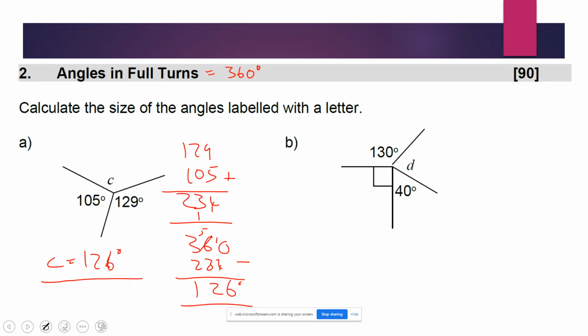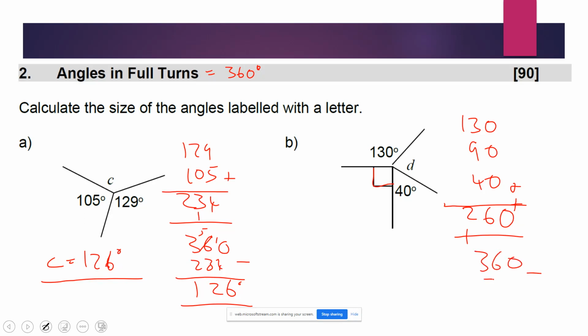This one, there's 3 angles that we know. Let's just add all those 3 together then. So we got 130, as we said in the last slide, the box is 90, and the 40. Comes to 260. So 360 take away 260 leaves us with 100 degrees left over. So therefore D equals 100 degrees.